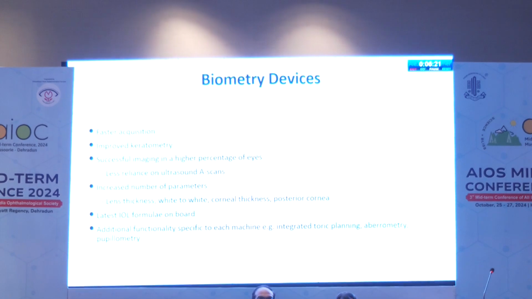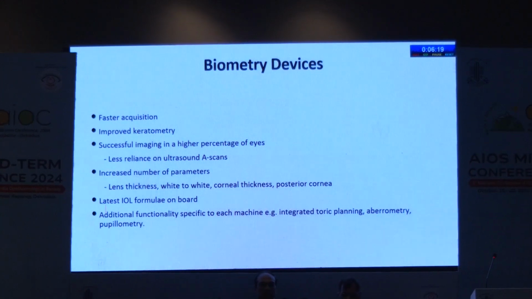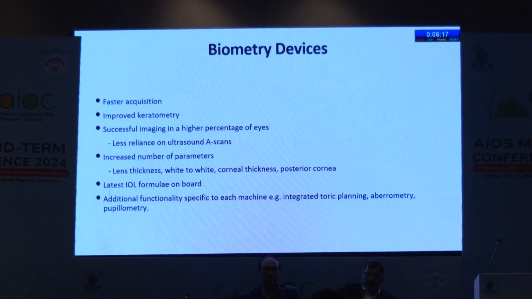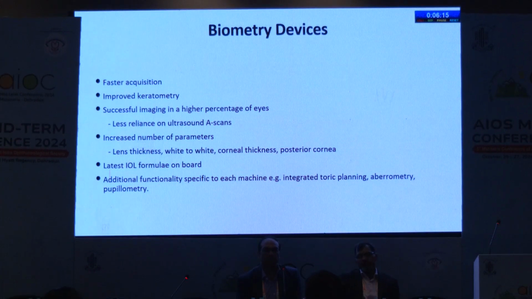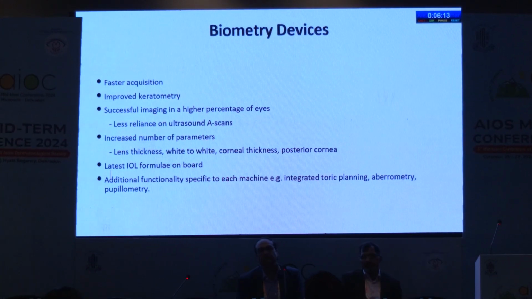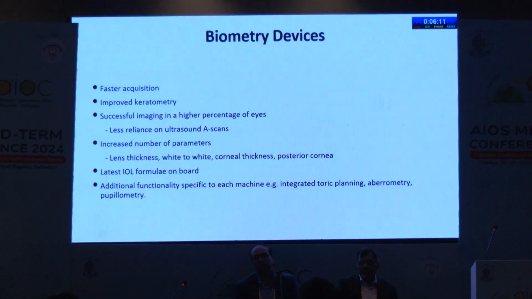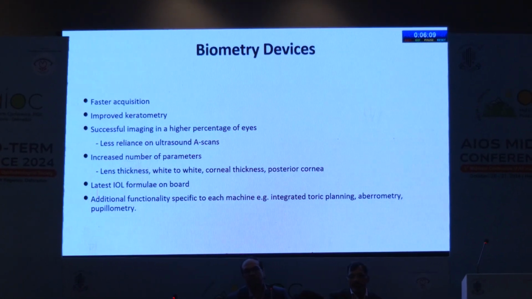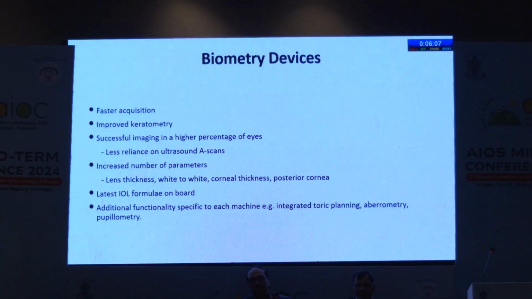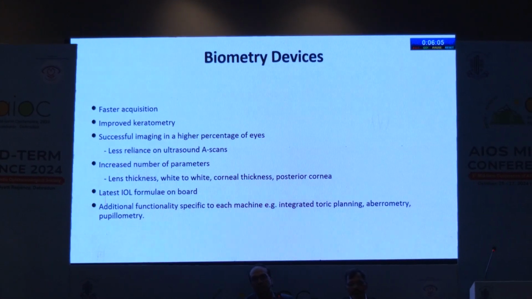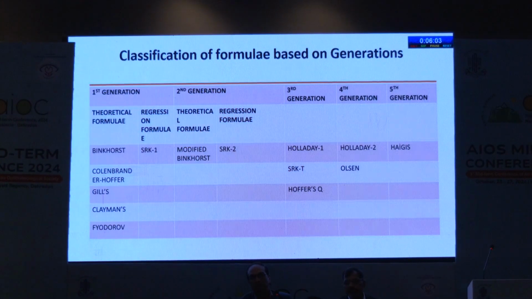The newer biometry devices, which have now improved to the latest IOL Master 700 with faster acquisition, improved keratometry, and less reliance on ultrasound A scans, and increasing the number of parameters to improve the effective lens position, help us in increasing the IOL power calculation accuracy.